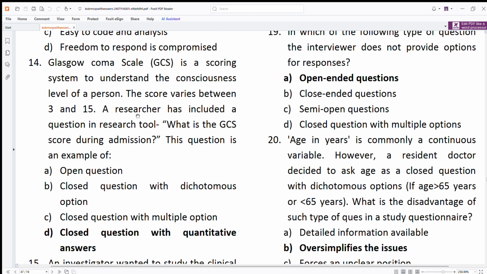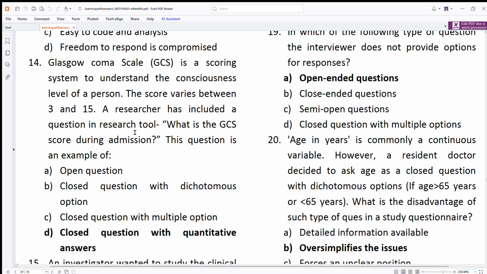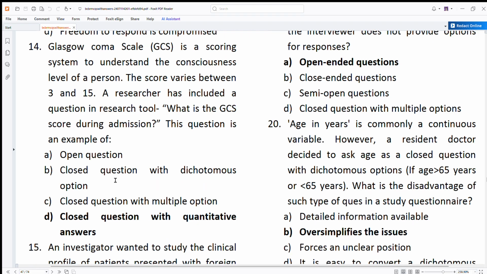Glasgow coma scale. Yeah, closed question. Yeah, closed question with quantitative answers. Remember the Glasgow coma scale, right? Eye opening, verbal response, responding to verbal commands, motor movement. Remember that, right? EVM, yeah. Closed question 0, 1, 2, 3. So it is a closed question with quantitative answers, different categories, right? Eye opening, verbal response, verbal commands, then motor, yeah.